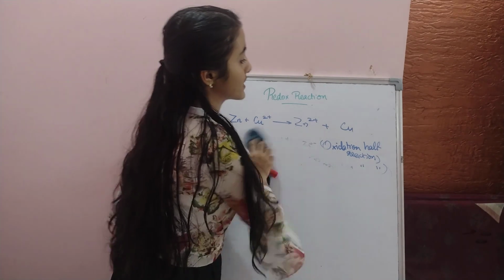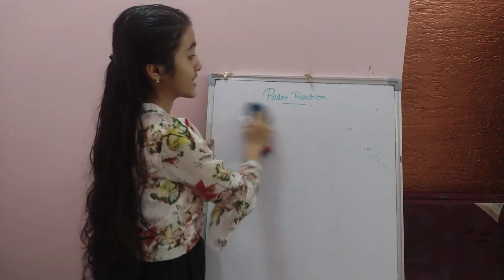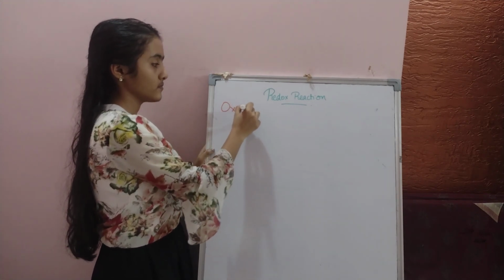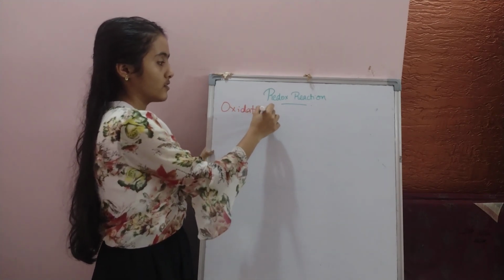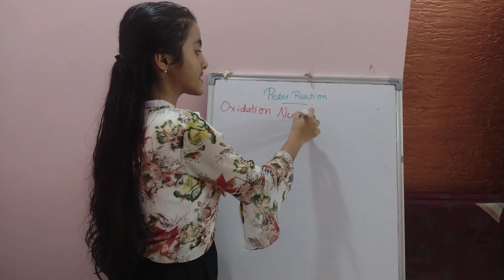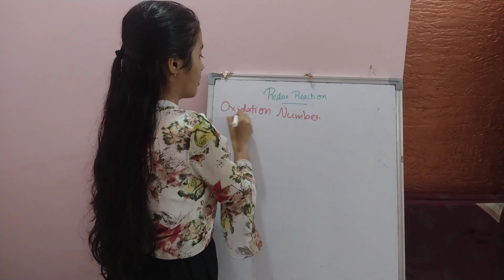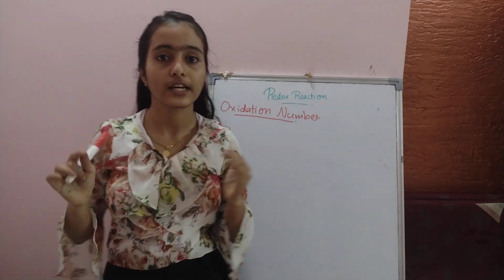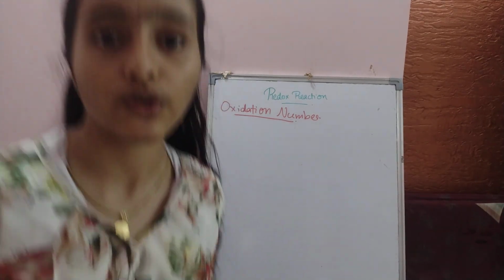Now we are arriving at an important topic that is very important from the mains point of view. That is oxidation state or oxidation number. Actually, in redox reactions it's the most important concept. So, the concept of oxidation number or oxidation state.